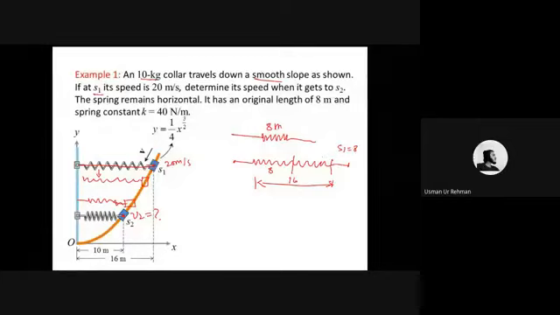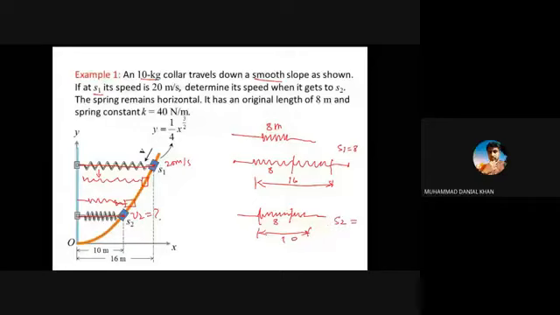What about the length now at S2? 10 meters. Initial length was how much? 8. So S2 should be how much? 2 meters, right? So from this diagram, we have the x1 value and the x2 value. From this we can get y1 and y2. Do we have y1?